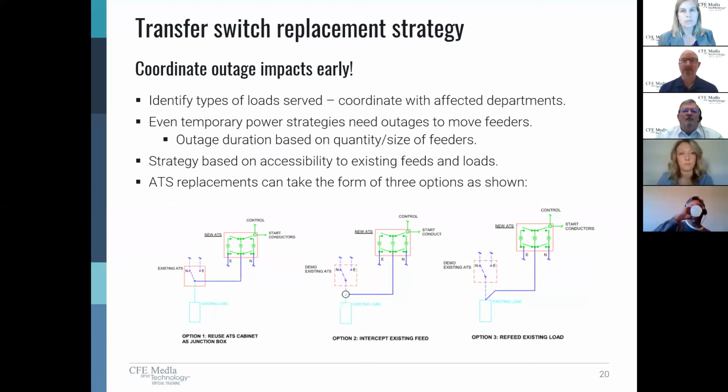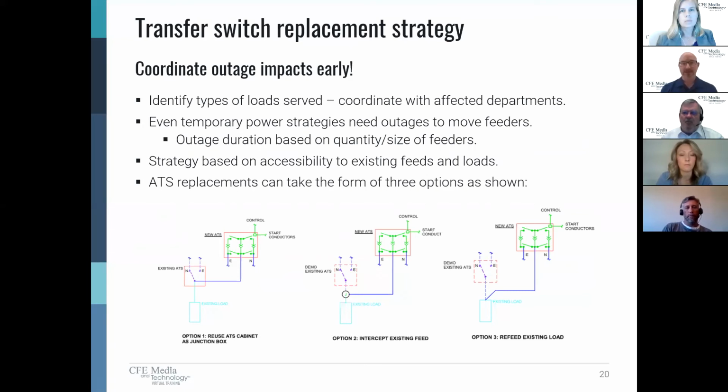Instead of that, we could always refeed the load itself, whether it's panels, motor control centers, distribution equipment, but that might require running through an existing facility. It could be more costly, and it might be hard to get to some equipment that's actually buried within a facility. Another option is intercepting that feed and having a junction box.